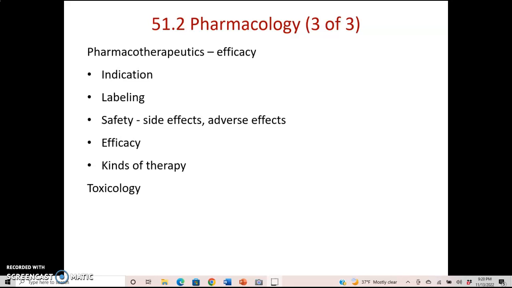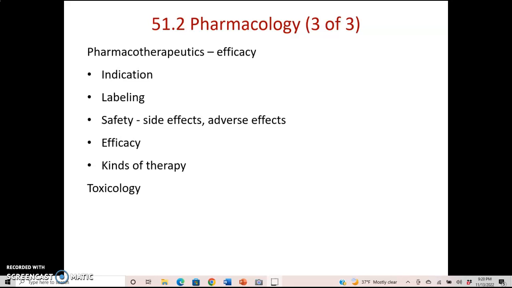Safety. Safety is important. When we talk about safety, we're usually talking about side effects and adverse effects. Side effects are unintended but fairly mild and common effects of a medication, such as headache, possibly upset stomach, or constipation. Some side effects are common while others are rare, and adverse effects are potentially more harmful and less common effects.